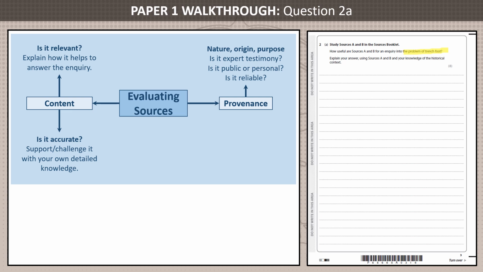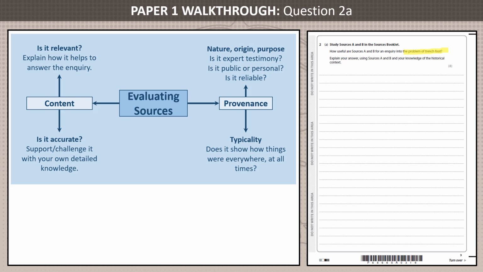Perhaps the content has been censored or staged for a particular reason, but you'll have to explain why you think this. The other thing we could think about with provenance is typicality. Now, this means, does the source show how things were everywhere at all times? Or perhaps the source only really shows how things were, for example, in the first year of the war, or perhaps how things were at the Battle of the Somme rather than everywhere on the front.